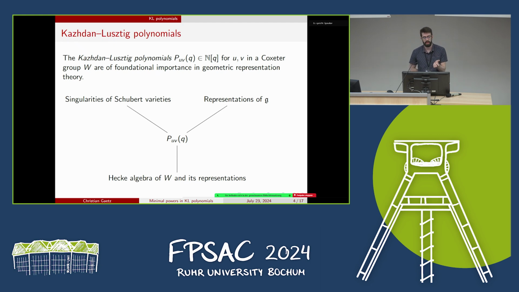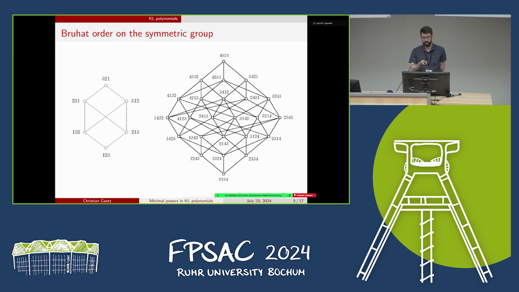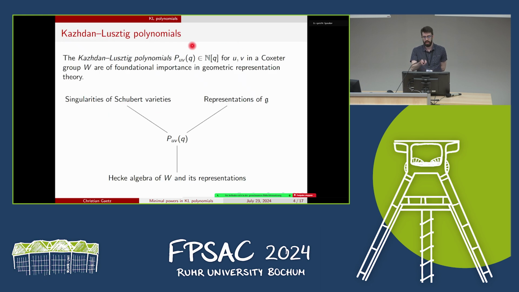And they also tell you about the Hecke algebra of W and its representations, or we could specialize and get information about representations of the symmetric group or the Coxeter group itself. So I've written here that these are polynomials with natural number coefficients. The definition will only make it clear a priori that they have integer coefficients, and the positivity of the coefficients is a very deep fact.